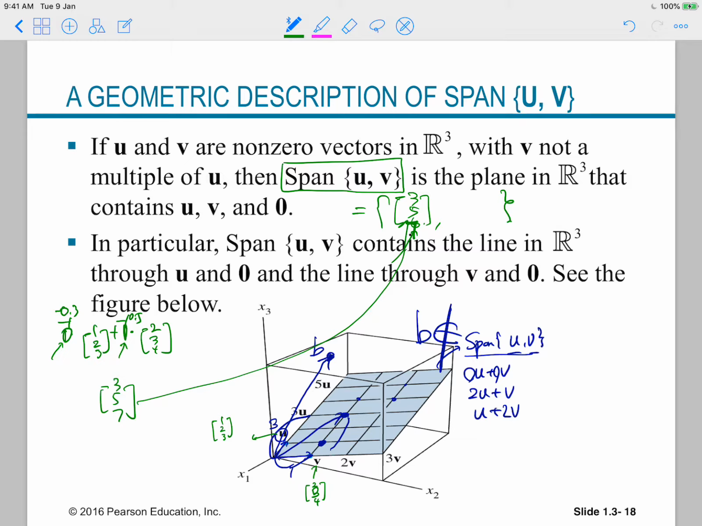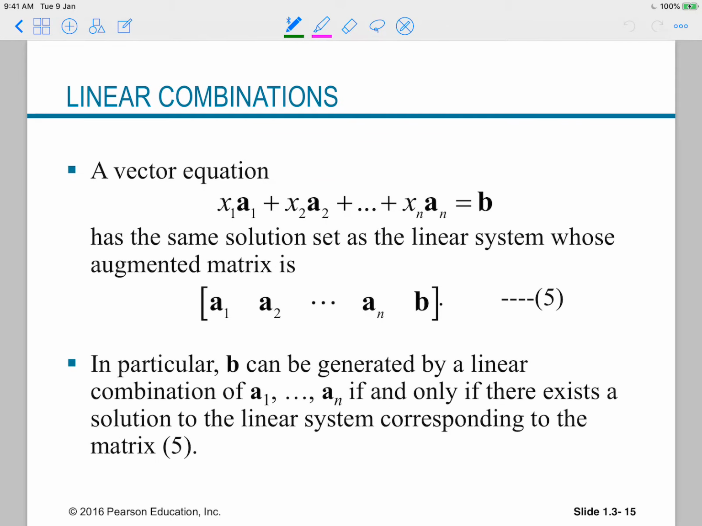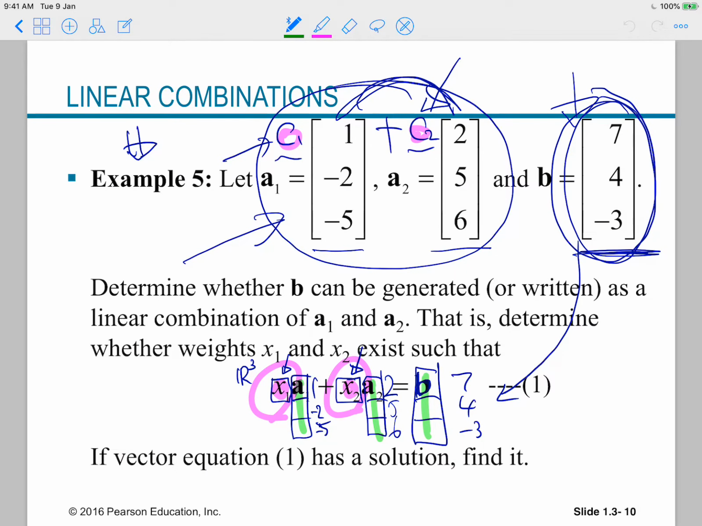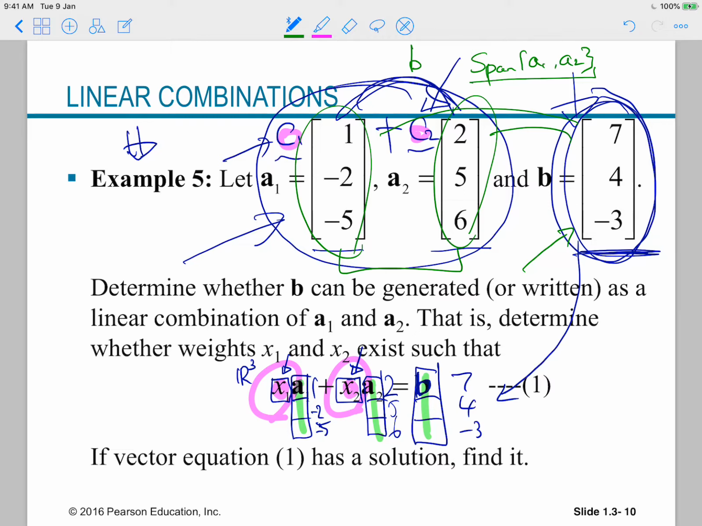Okay, and then back to the question of whether we have a solution or not for a given linear system. From this vector equation perspective, let's consider the span of A1 and A2. So A1 is this vector and A2 is this vector, and you get the idea of this set, right? And now we are given an additional vector B, independently obtained from A1 and A2. And this B vector happens to be inside of this span, or belongs to the span.